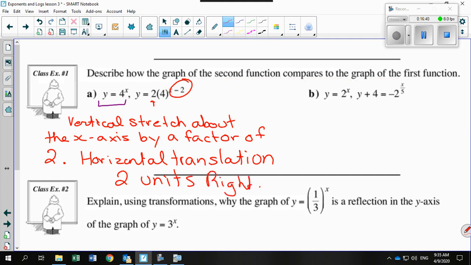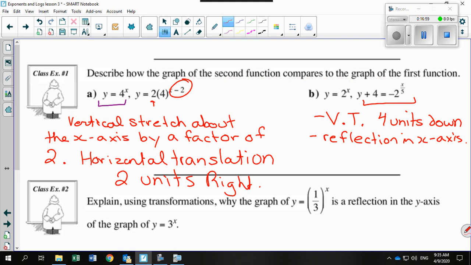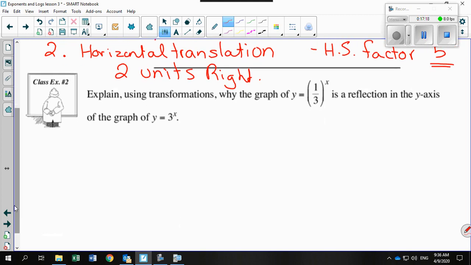Okay, for this next one, there's lots of stuff going on. We have a vertical translation, 4 units down. We have a reflection in the x-axis. And we have a horizontal stretch by a factor. And remember, when it's on the x, it's lying to you. So instead of 1/5, it's a factor of 5. So again, that just goes all the way back to chapter 2 when we talked about our transformations.